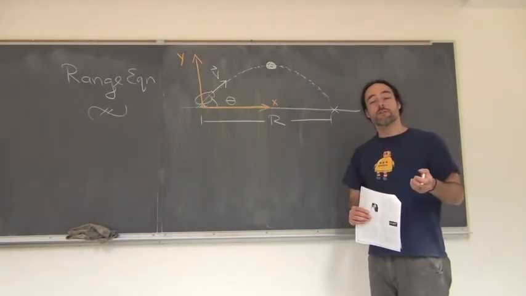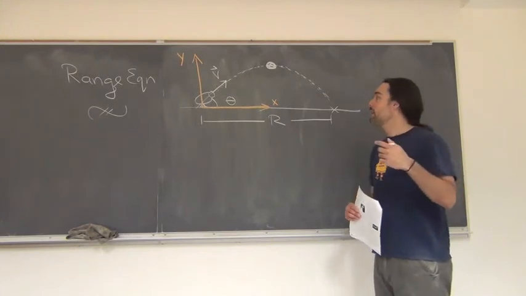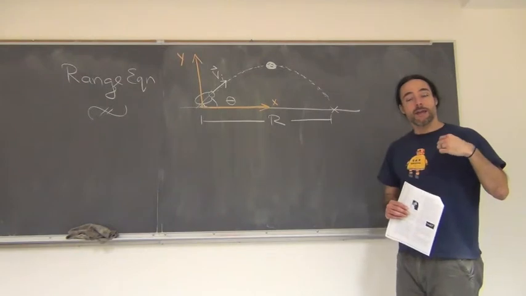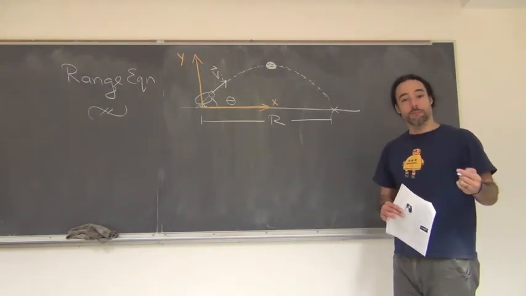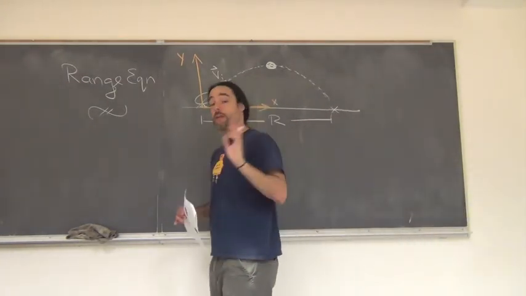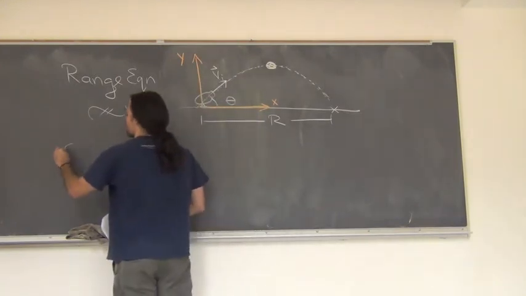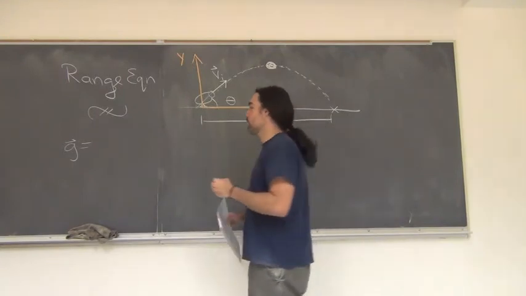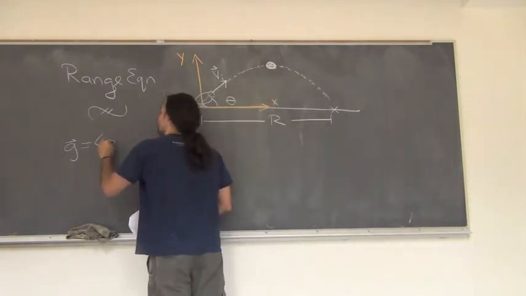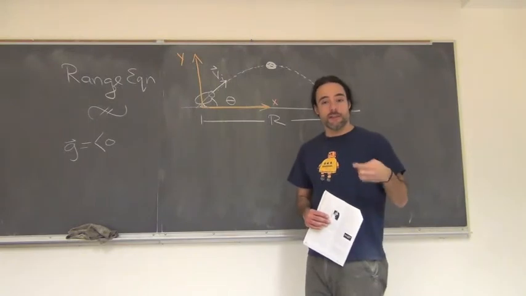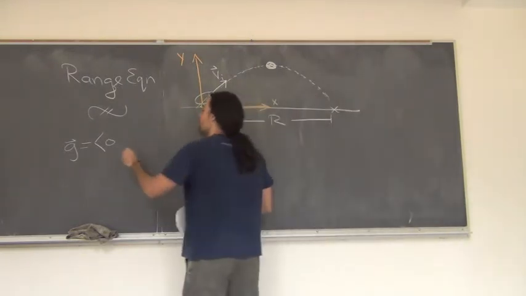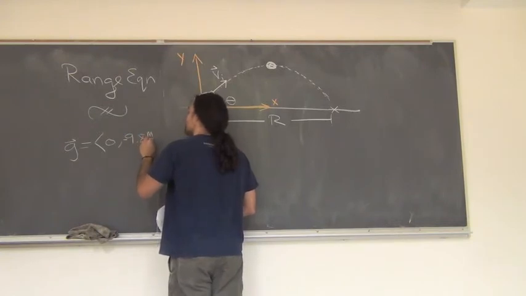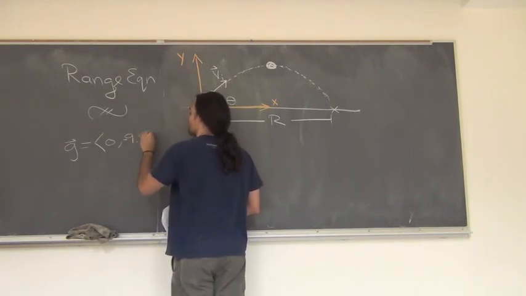Now I have two vectors that I'm going to be working with here. I have my initial velocity vector, this should really have an I on it, and I have my gravitational acceleration vector. It's easy to write down because it has no value in the x direction, but it has a value of negative 9.8 meters per second squared in the y direction.